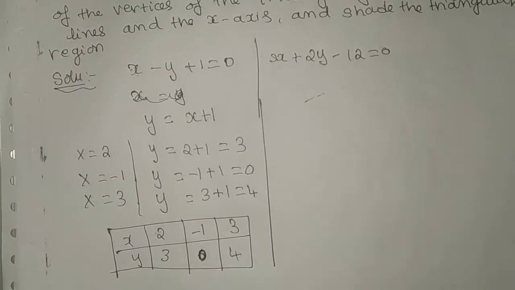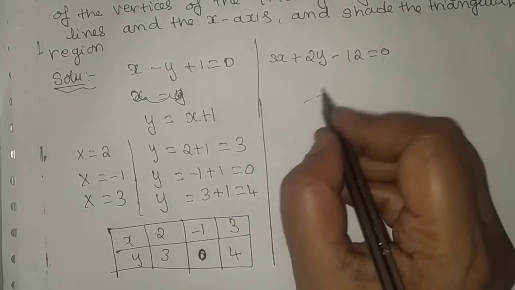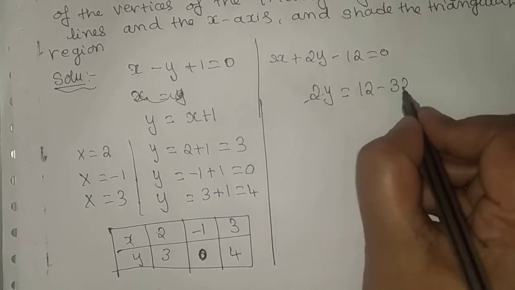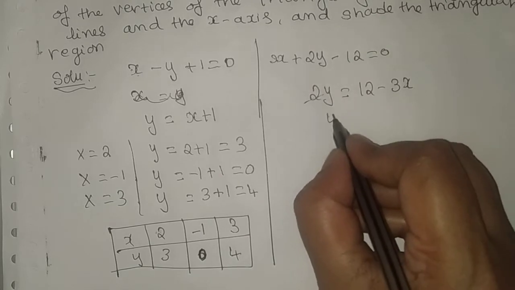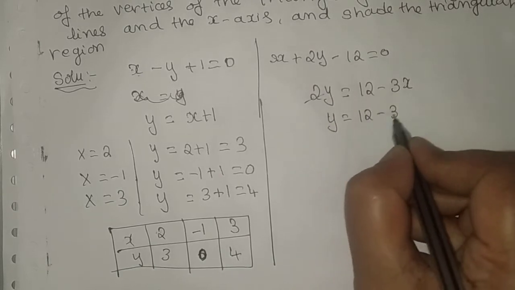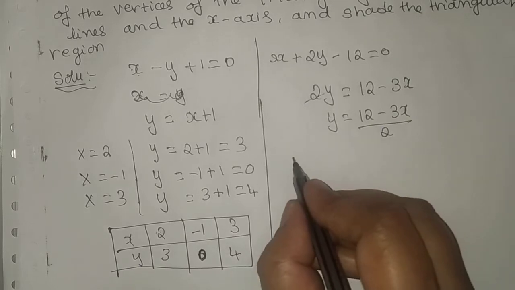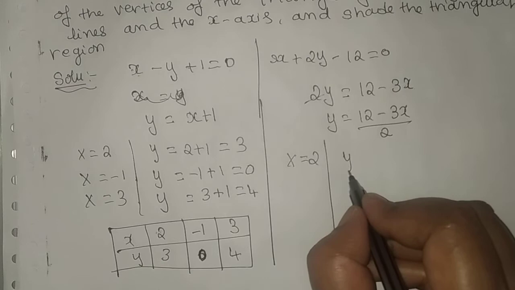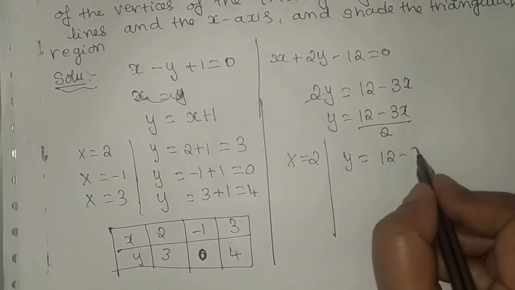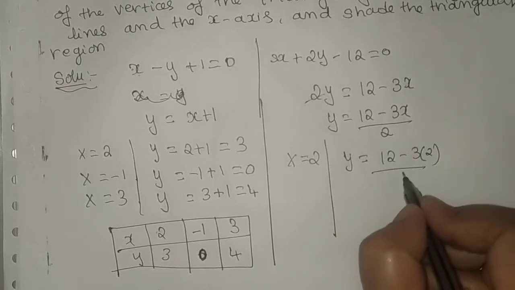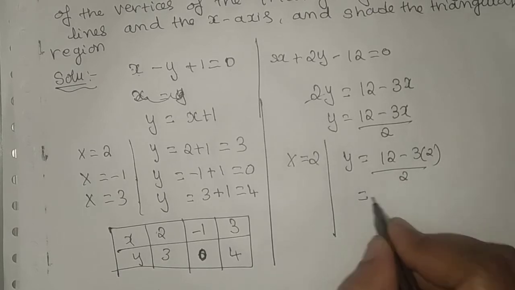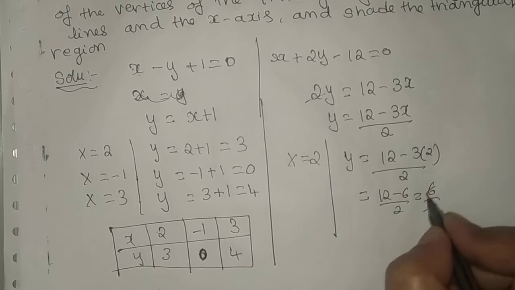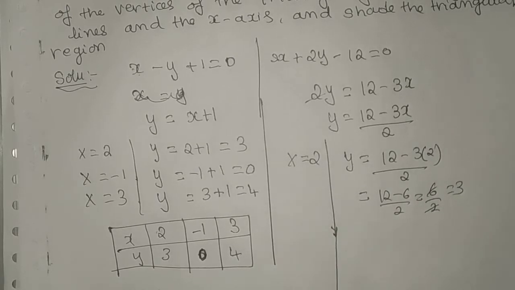Next, the other equation is 3x plus 2y minus 12 is equal to 0. 2y can be written as 12 minus 3x. Therefore y can be written as (12 minus 3x) by 2. We'll calculate the y value for x is equal to 2: y is equal to (12 minus 3 into 2) by 2, which is equal to how much? (12 minus 6) by 2 is equal to 6 by 2, which is equal to 3. So this is for one value.